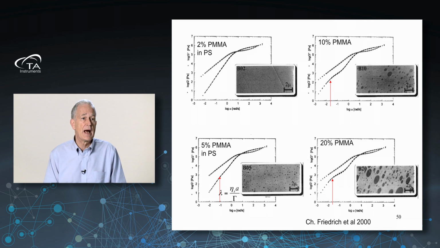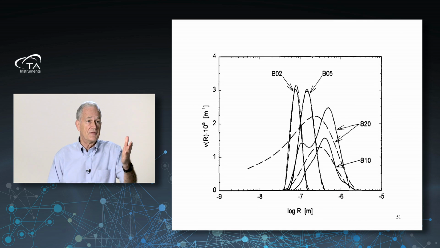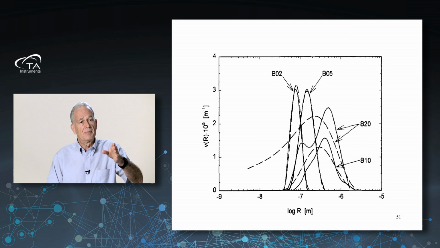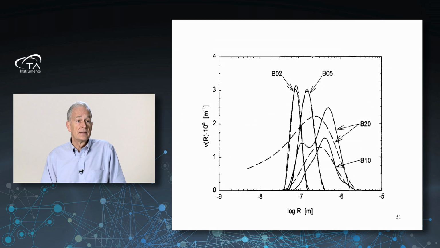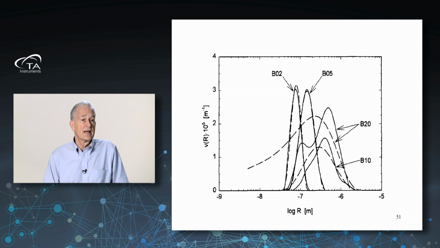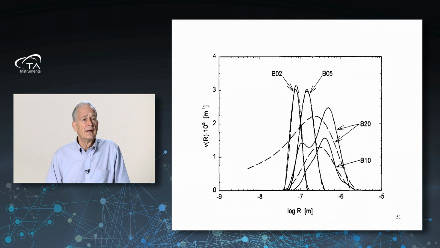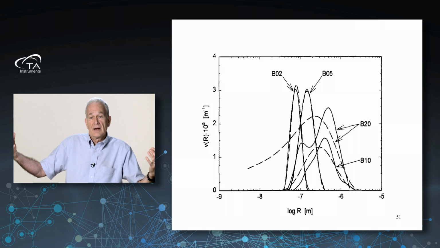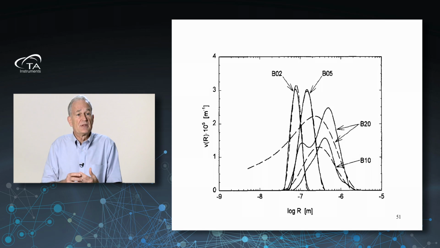And we see that here in this plot. We've plotted a frequency, that's a concentration of drops, against the log of R. Here I used R for the radius rather than A. And you can see 2% is B02, and the drops are about 100 nanometers, 10 to the minus 7 meters. And then at 5%, it's maybe 200 nanometers in diameter. And then as we go to 10%, the drops get bigger. Why? At the higher concentration, there are more collisions, and so the drop size gets bigger.